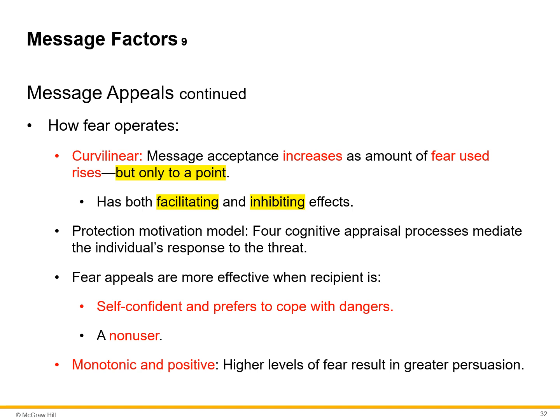After that point, there's an opposite effect. So fear appeal operates in a curvilinear manner. It has both facilitating and inhibiting effects. Facilitating and inhibiting effects, both are at work. So there's a protection motivation model: four cognitive appraisal processes mediate the individual's response to the threat.